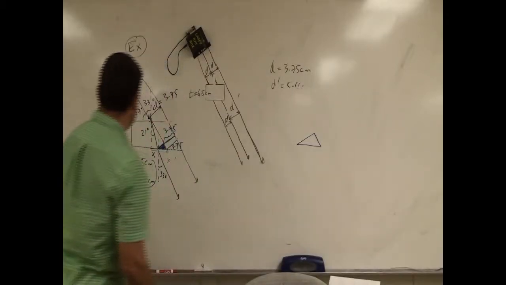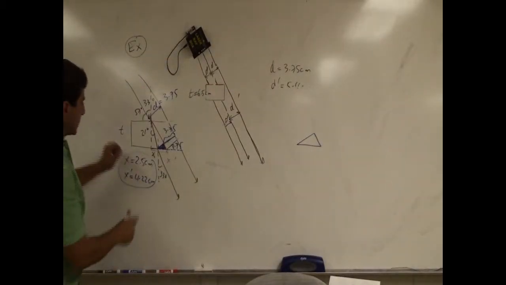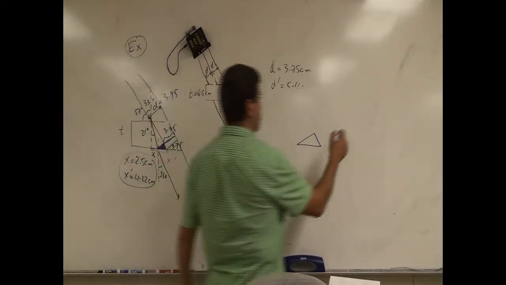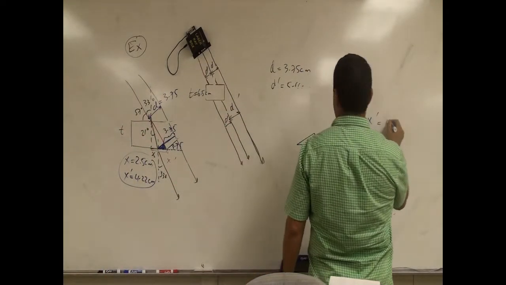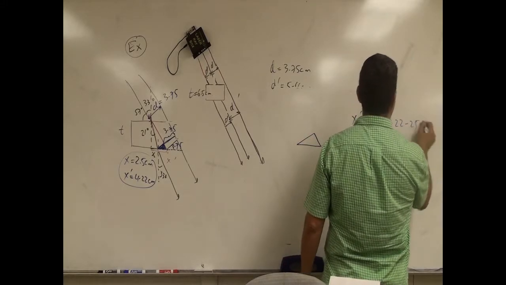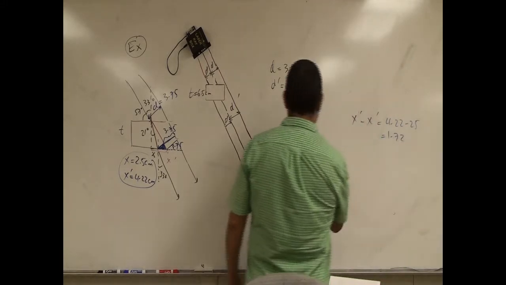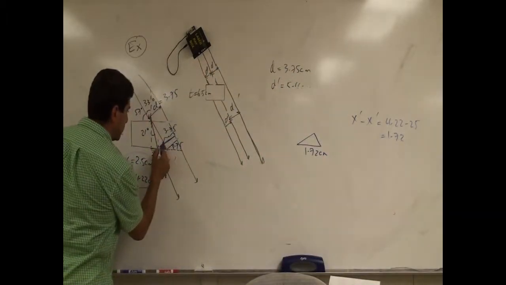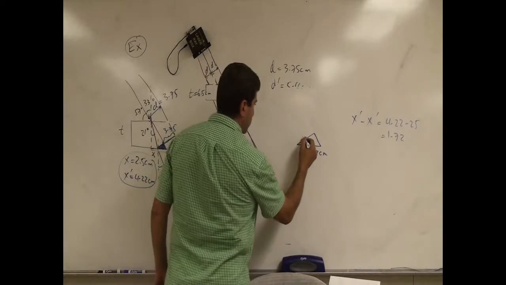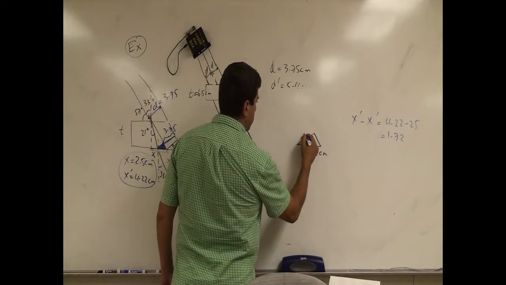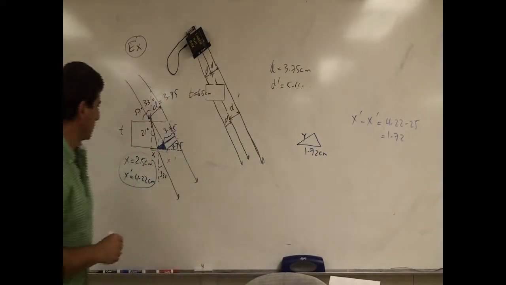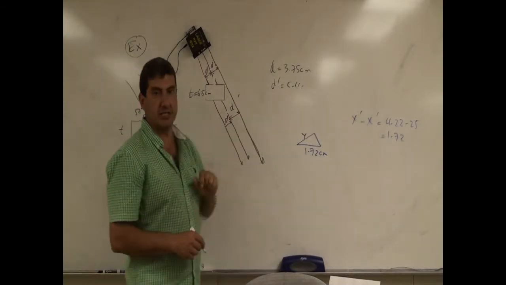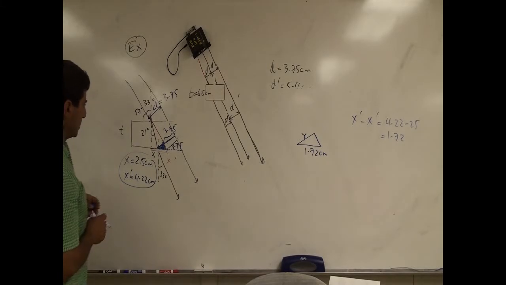So now if I subtract x prime minus x, that gives me this bottom base distance, right? So 4.22 minus 2.5, that's going to be what? 1.72 centimeters. So my goal is to find this piece here, let's call that one y. Okay. So if I add that piece to the 3.75, that's going to give me my experimental d prime. Okay, so what is that distance?